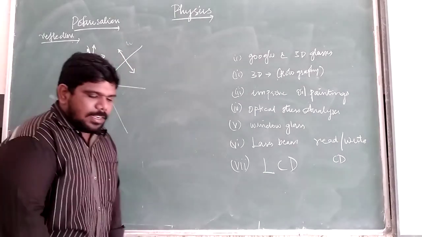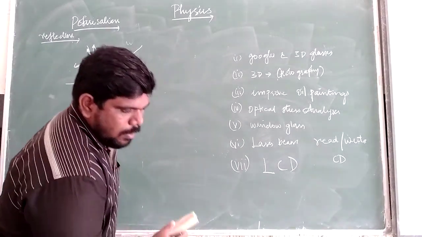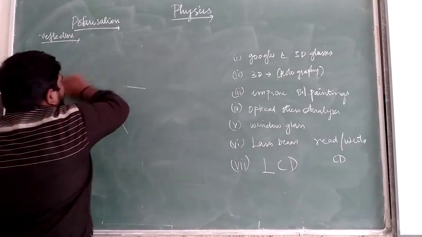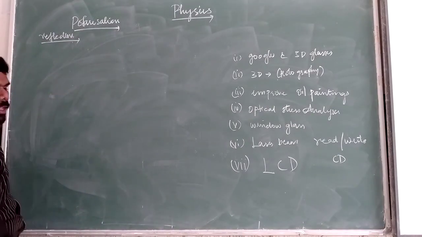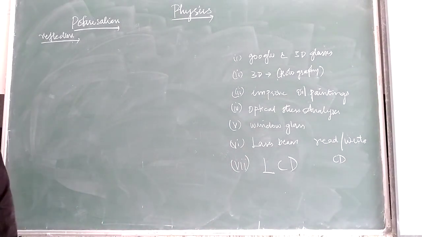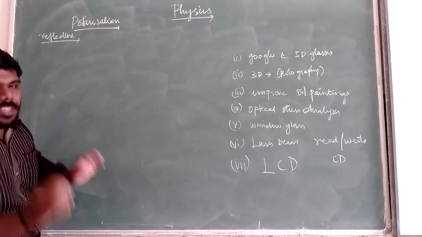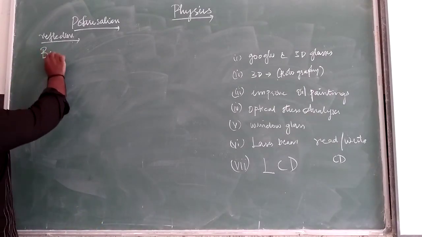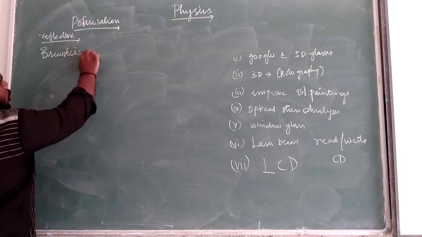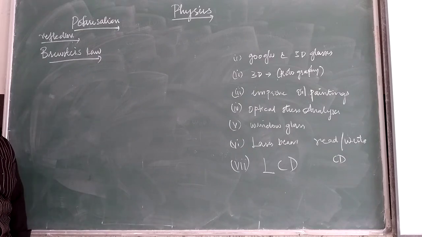British scientist Sir David Brewster found the relation between the polarizing angle and the reflected and refracted rays: they are perpendicular to each other. So it will be one of the important 3-mark questions, Brewster's law. Sir David Brewster found the relation between the polarizing angle and the reflected and refracted rays being perpendicular to each other.